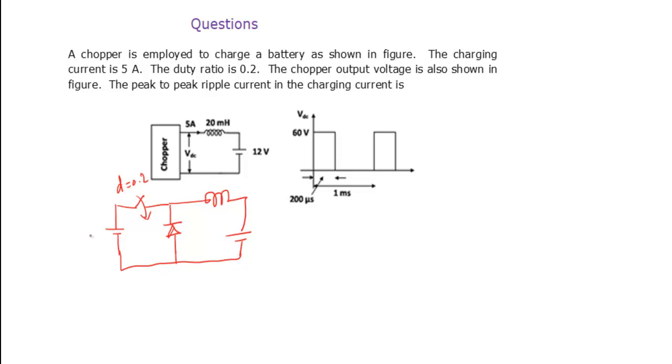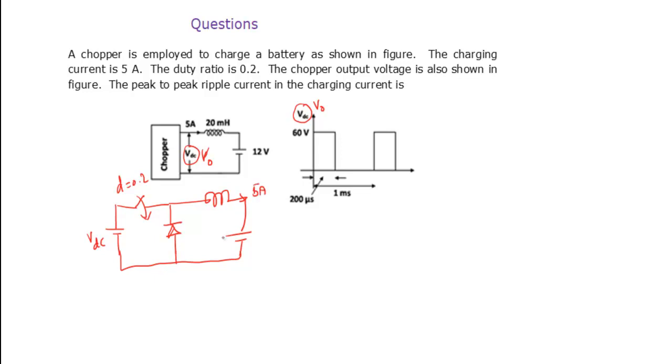Here the source voltage is VDC, and the voltage across the load is given as V0, so instead of taking VDC, I'm representing this as V0. Then this is VDC and diode. Inductance is given and the average load current is also given as 5 ampere.